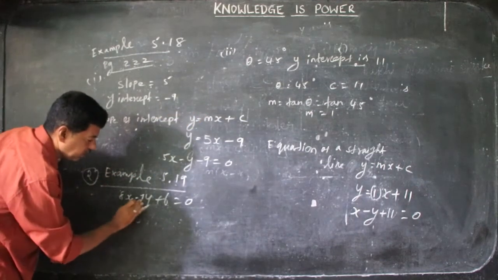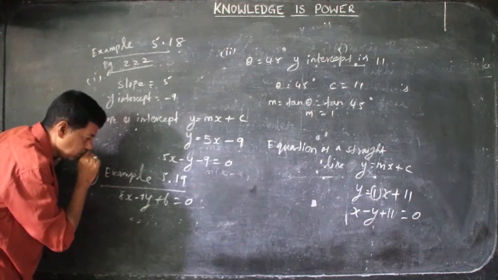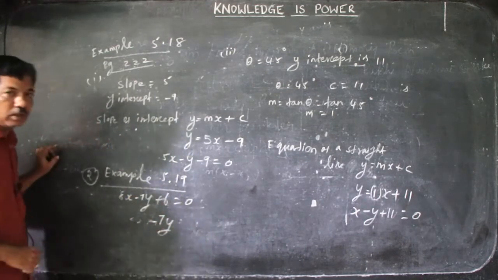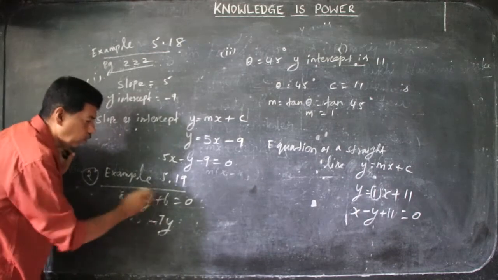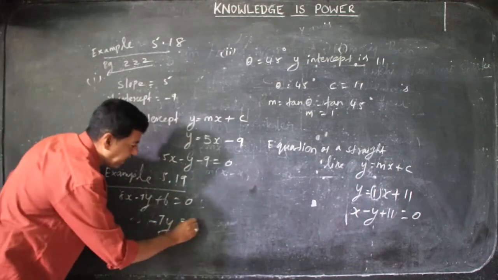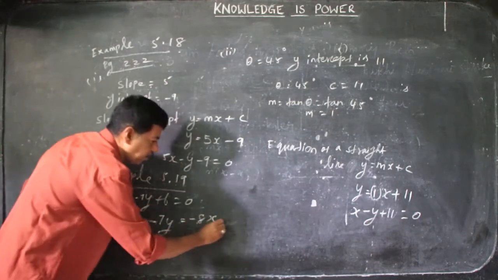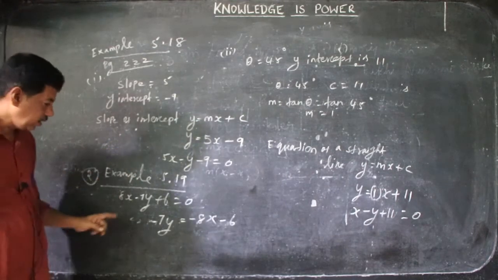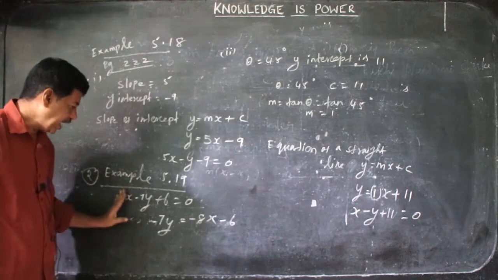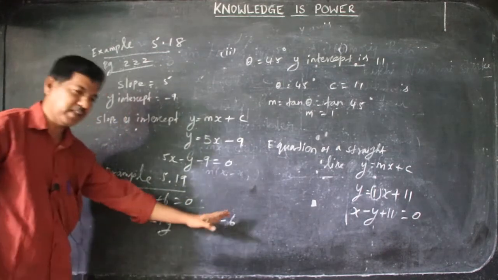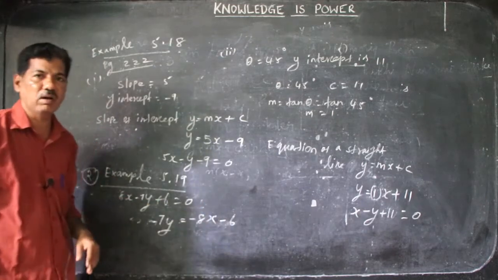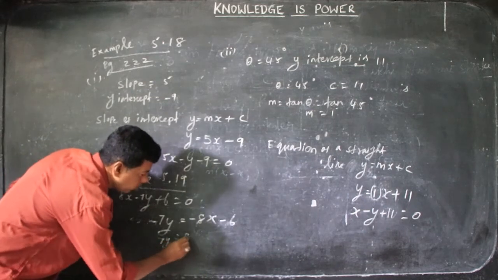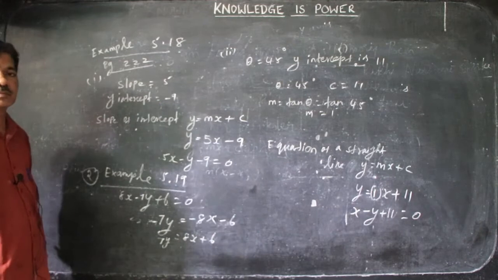First of all, keep minus 7y here. These both will go opposite. What will be there? Minus 8x, and plus 6 will be minus 6. Like this you have to bring it out. Keep minus 7y as it is. 8x will go opposite, 6 will go opposite by changing sign. Now all are minus. Change to plus. So what will be now? 7y equals 8x plus 6. It's clear?